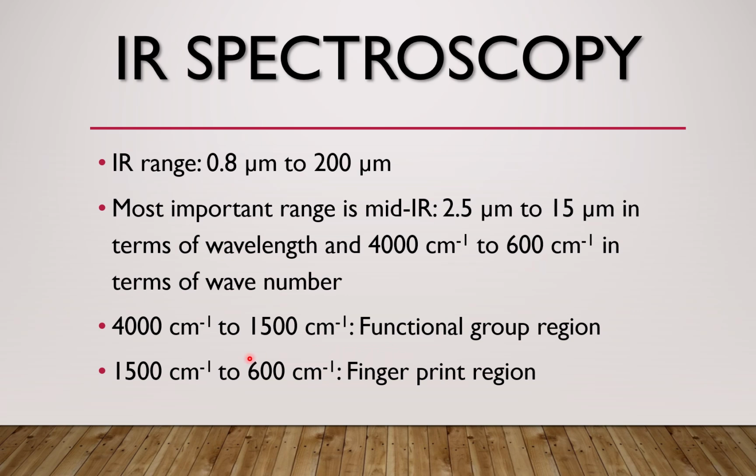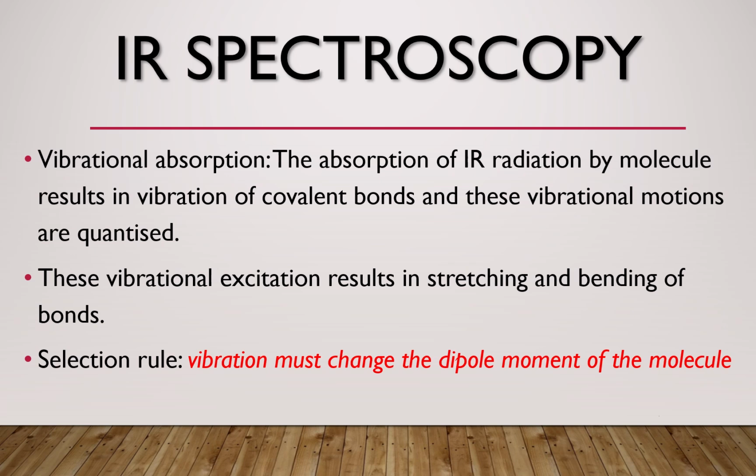The range from 4000 to 1500 centimeter inverse is called functional group region, and 1500 to 600 centimeter inverse is called fingerprint region. So what is the basic principle of IR spectroscopy? IR spectroscopy involves vibrational absorption. That is, when a molecule absorbs IR radiation, it results in vibration of covalent bonds, and these vibrational motions are quantized.